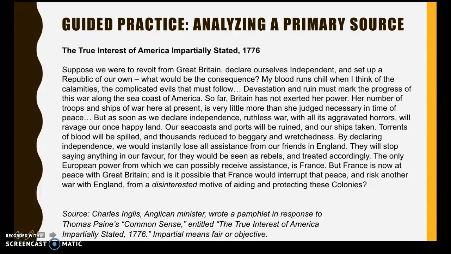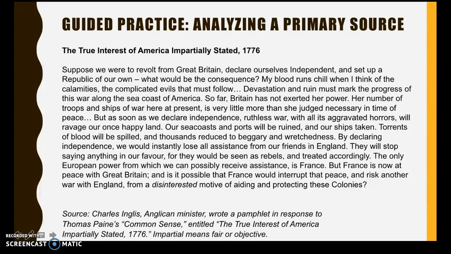And also something you might notice is that the title says The True Interest of America Impartially Stated. And impartial means that you're not coming from either side. So really this is a partial document. It is not impartial. So I think that right there, that they put impartial in the title, shows that they're trying a little too hard to show that they aren't biased, because they definitely are.